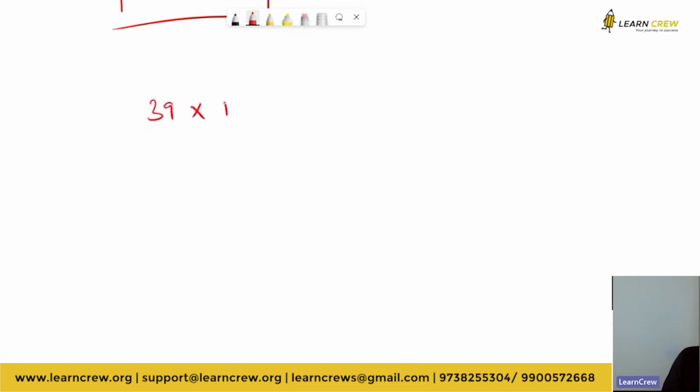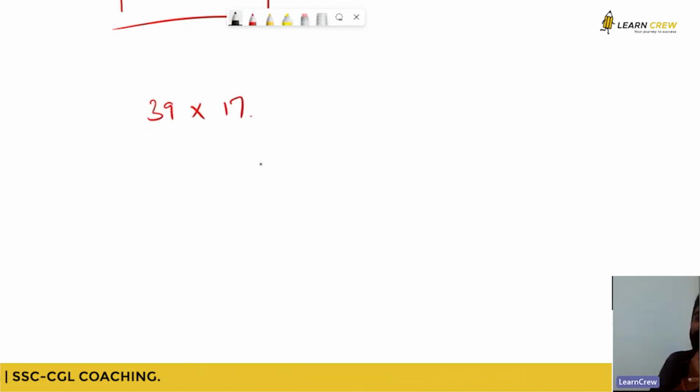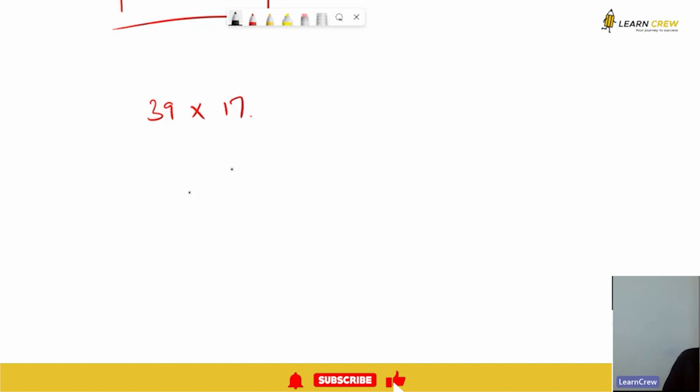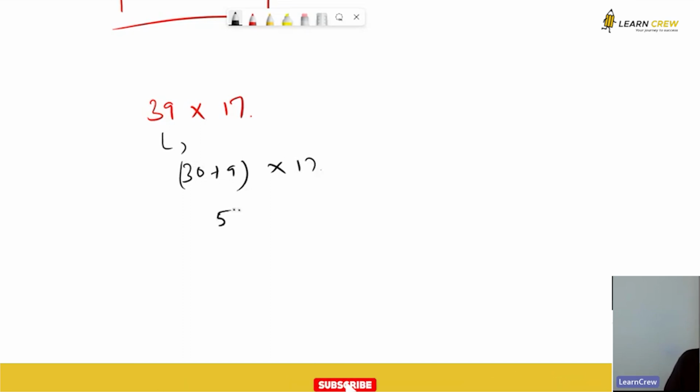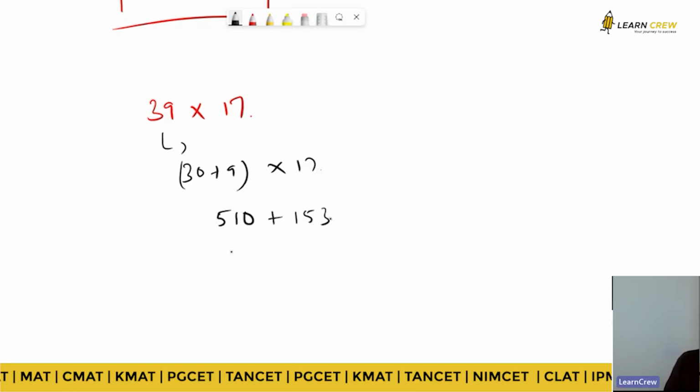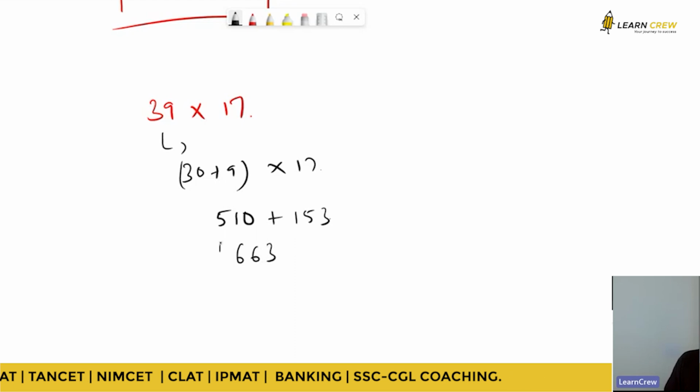Next, 39 into 17. The hint is split. Split 39 and it can be written as 30 plus 9, into 17. So you know 17 threes are 51, and 17 nines are 153. The answer becomes 663. Right?